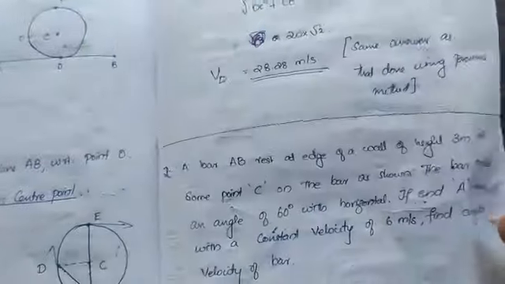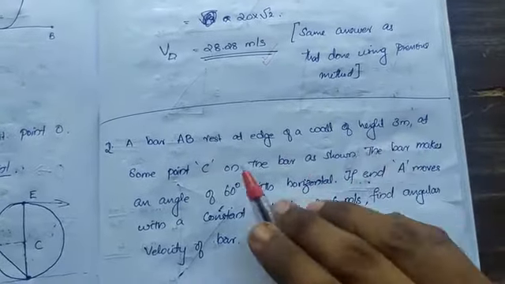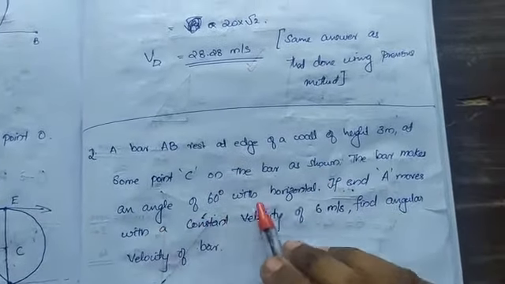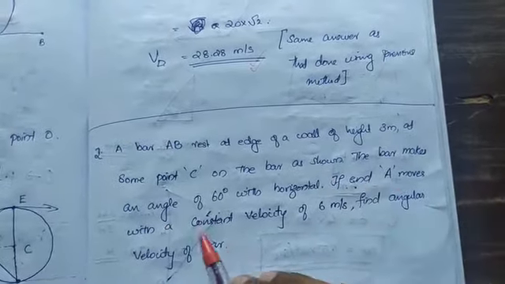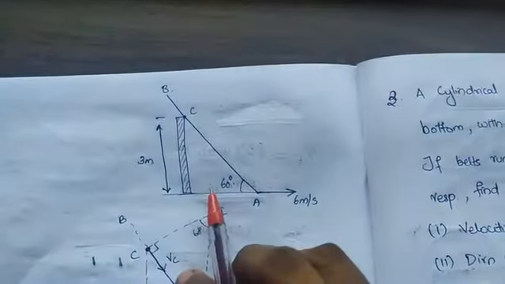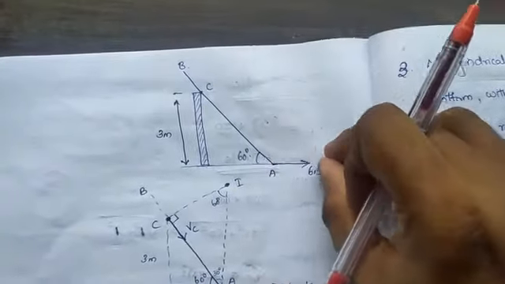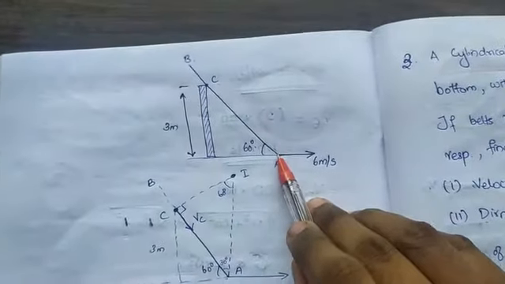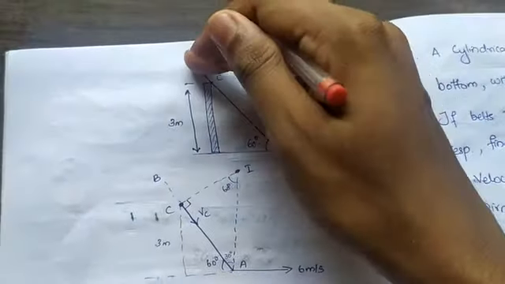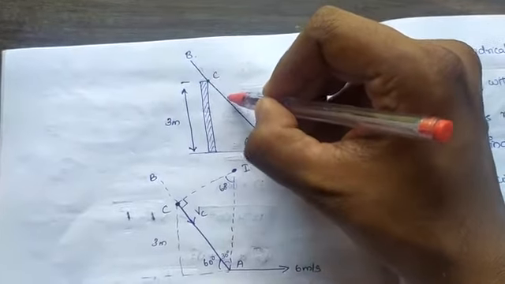We'll do one more problem. A bar AB rests at the edge of a wall of height 3 meter at some point C on the bar as shown. The bar makes an angle of 60 degree with the horizontal. If end A moves with a constant velocity of 6 meter per second, find the angular velocity of the bar. They have given the diagram. So there is a bar here. I am pulling A in this direction with a velocity of 6 meter per second. What happens if I pull this? This will move in this direction, right? So at point C there will be a velocity VC.